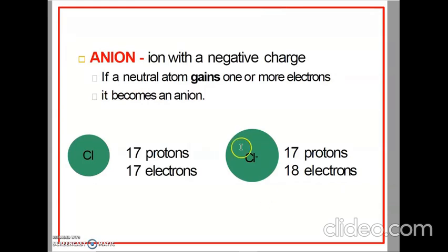While an anion is an ion with a negative charge, meaning that if a neutral atom gains or accepts one or more electrons, it becomes an anion. Example, chlorine. So it has 17 electrons, and when it gains 1 electron, it becomes 18 electrons, so it becomes a negatively charged anion.